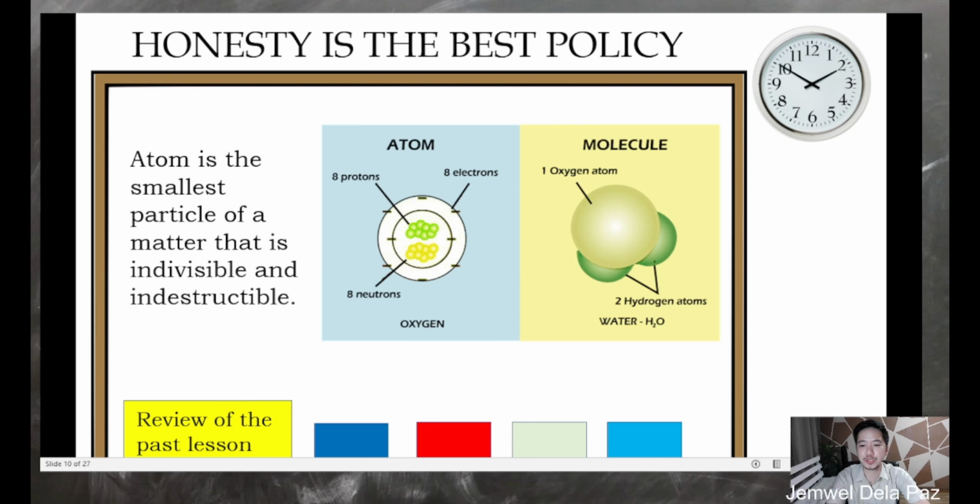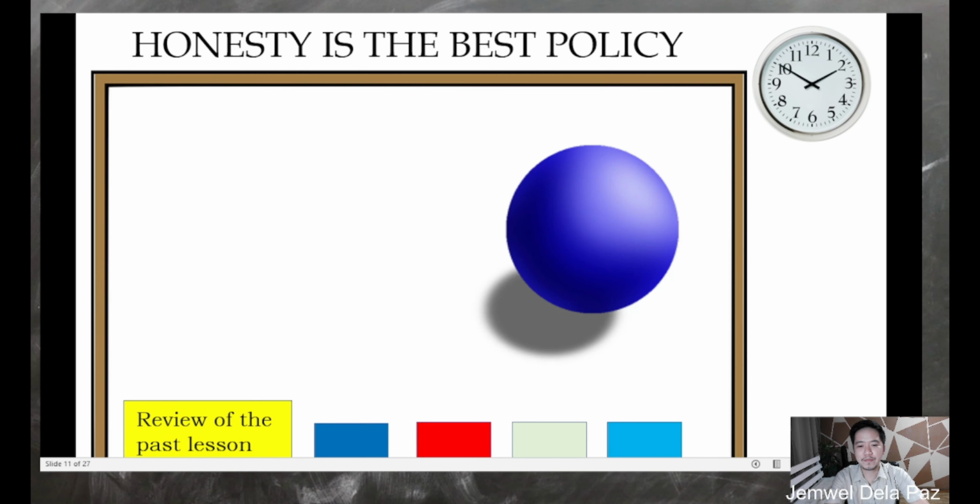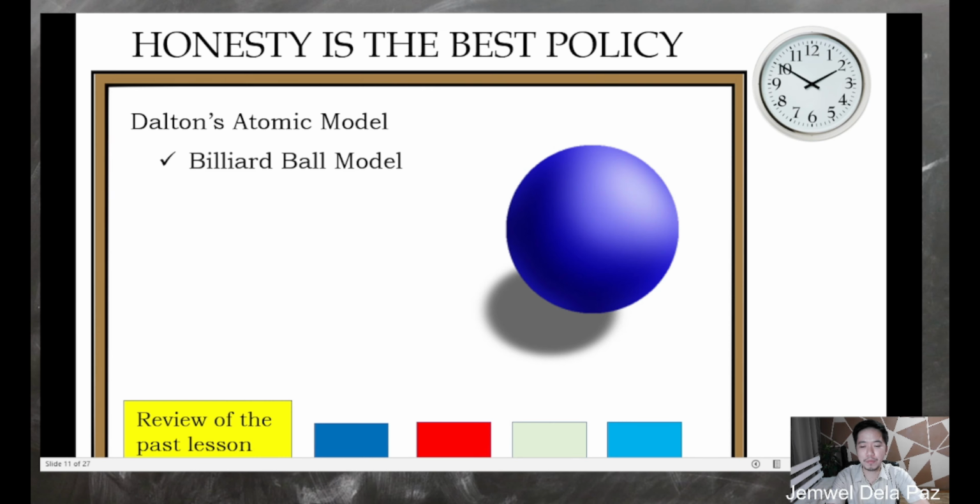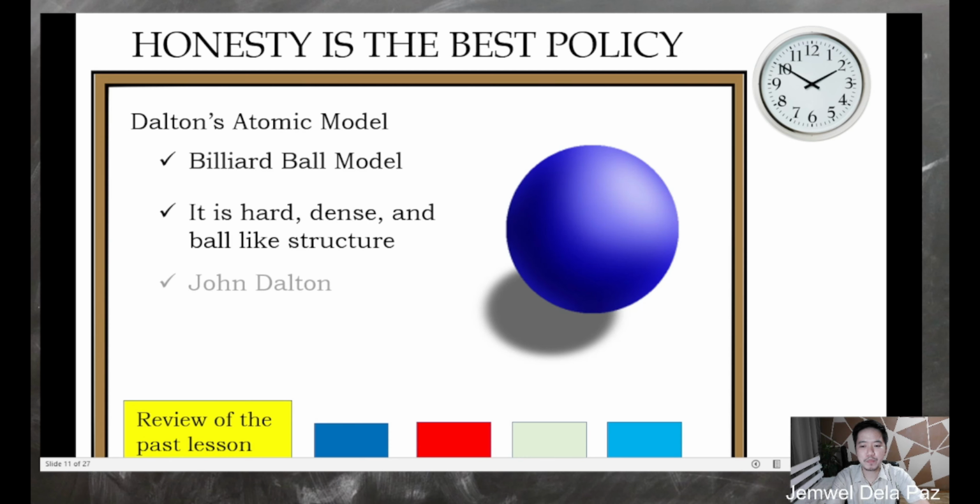Aside from the nature of atom, we also discussed the different models of this atom. The first model we discussed was Dalton's atomic model. This is the billiard ball model. According to Dalton's atomic model, an atom is a hard, dense, ball-like structure. This billiard ball model was proposed by John Dalton, and John Dalton is also the mind behind the atomic theory.